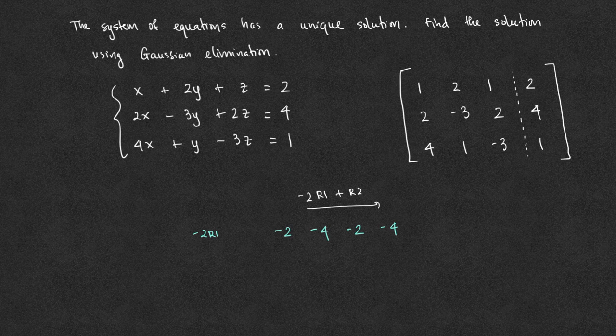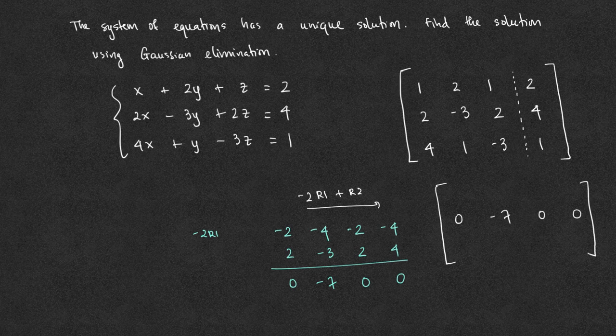We then add it to row 2, which is 2, negative 3, 2, 4. This will give us 0, negative 7, 0, and 0. We then obtain an equivalent matrix with the second row being 0, negative 7, 0, 0. And we keep the first and the third row. The first row is 1, 2, 1, 2, and the third row is 4, 1, negative 3, 1.